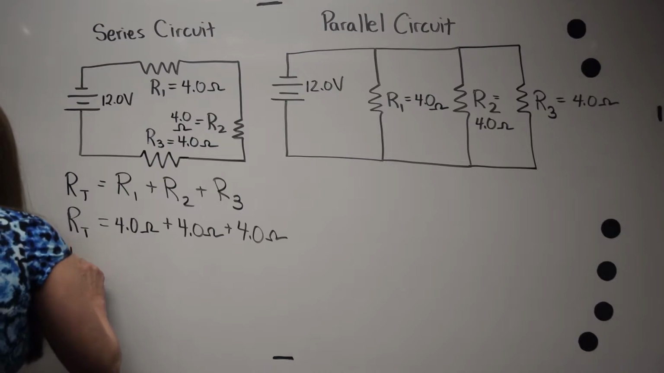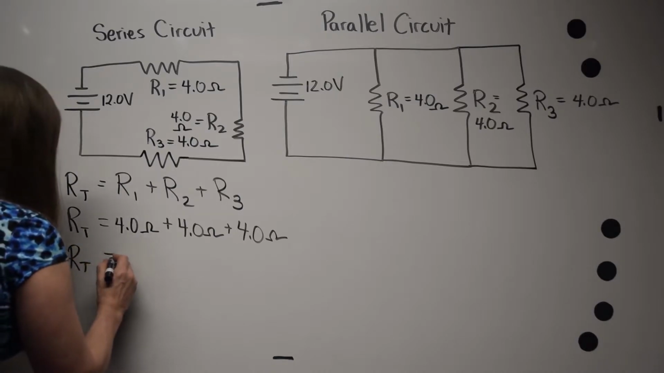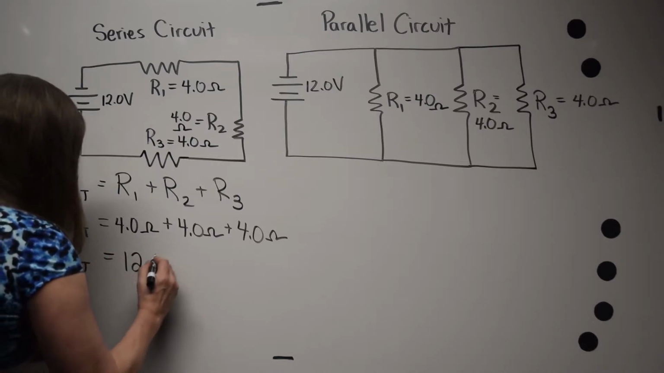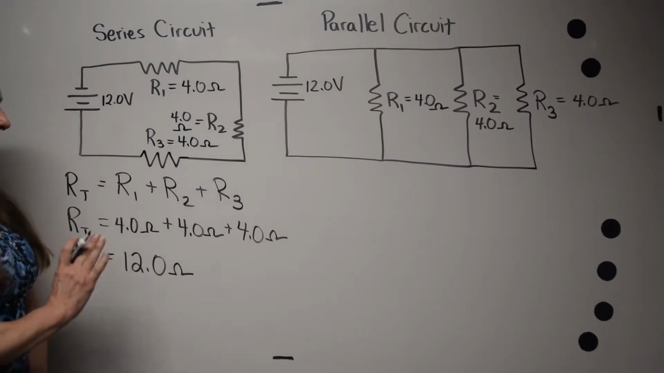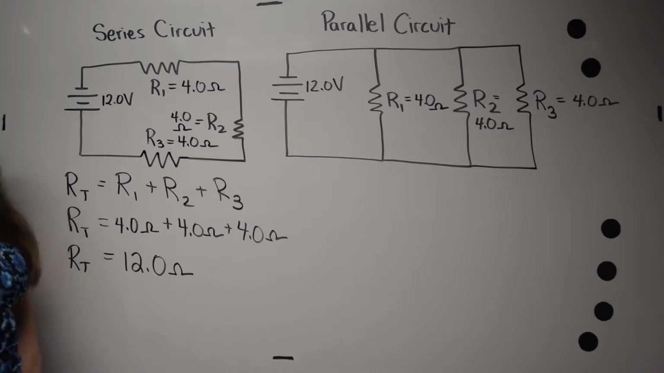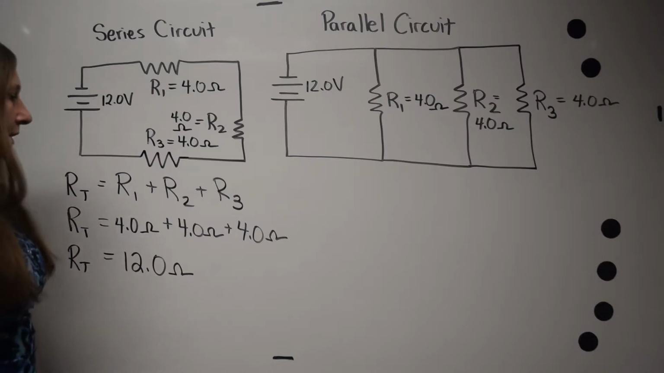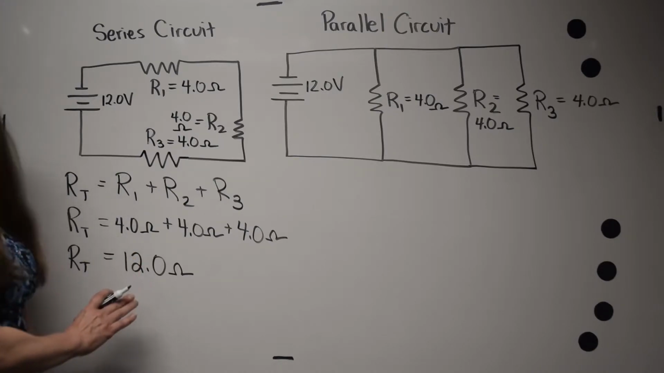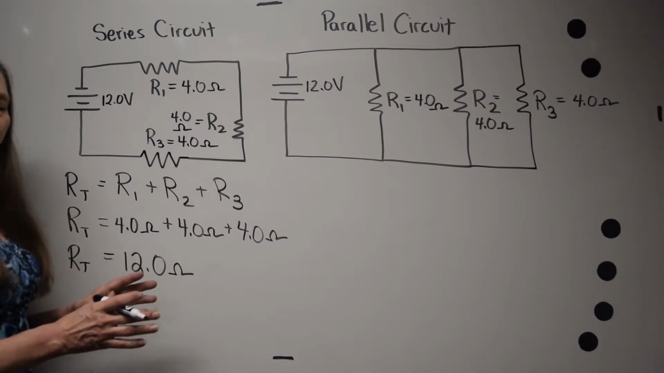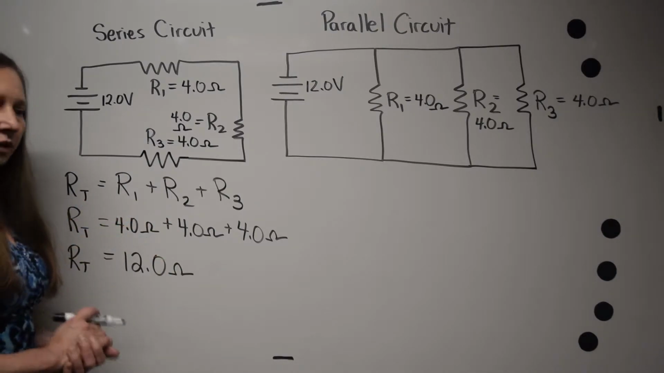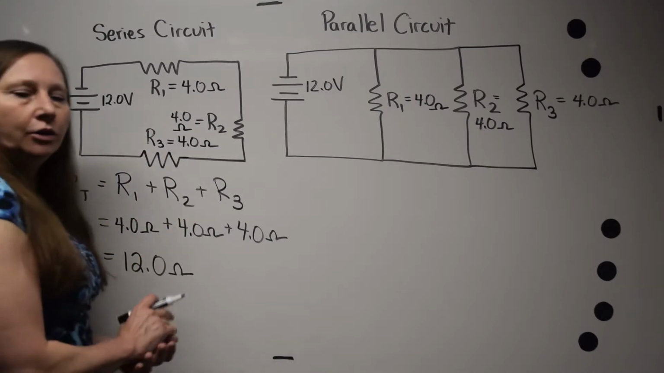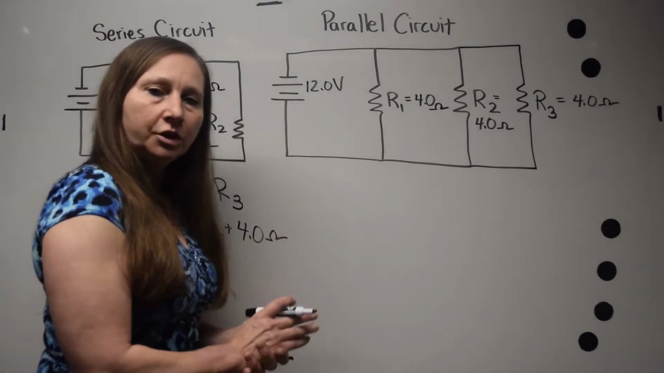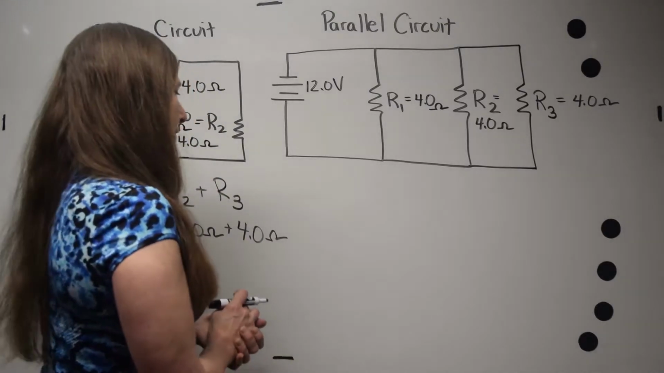Add them all up, and what we get is a total resistance of 12 ohms. We have a total resistance here of 12 ohms. Now, please note that the total resistance is greater than any one single resistor. You add them all up to get the total. All right, now let's look at adding up the total resistance for a parallel circuit.